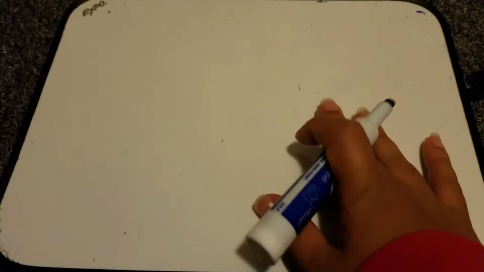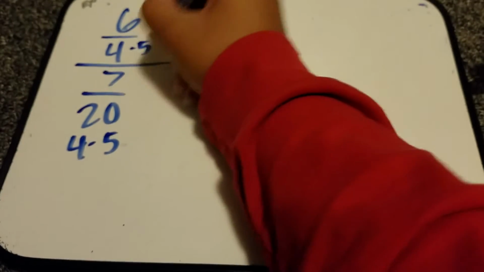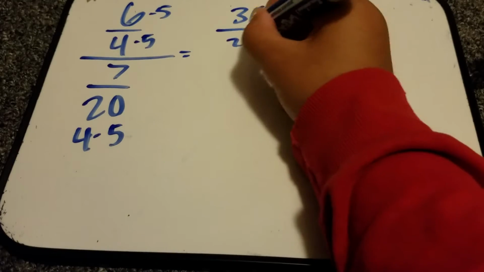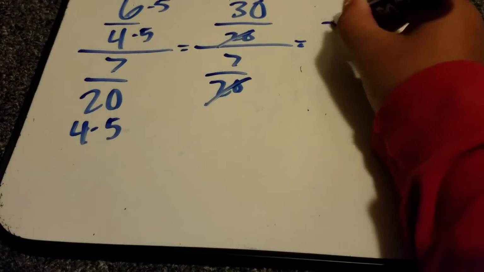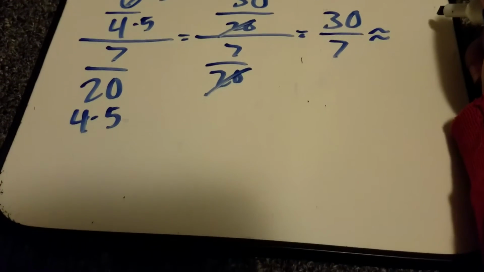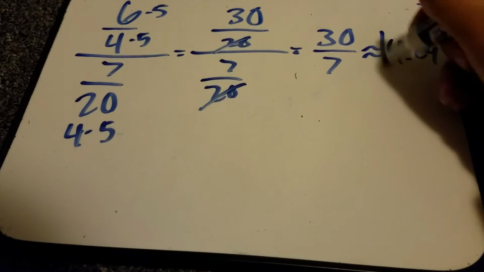And we'll do another one. So 6 divided by 4 over 7 divided by 20. 20 is 4 times 5. 30 divided by 20. 7 divided by 20. Cancel. And it's approximately 4.29.